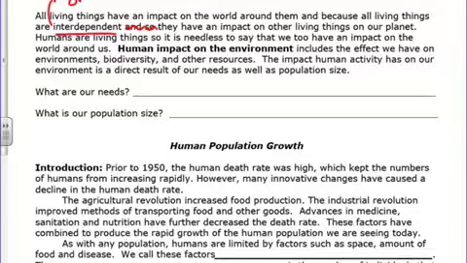Humans are living things, so it is needless to say that we too have an impact on the world around us. Human impact on the environment includes the effect we have on environments, biodiversity, and other resources. The impact human activity has on the environment is a direct result of our needs as well as our population size. Okay? So why don't you take a couple seconds and think about what our needs are and what our population size is.